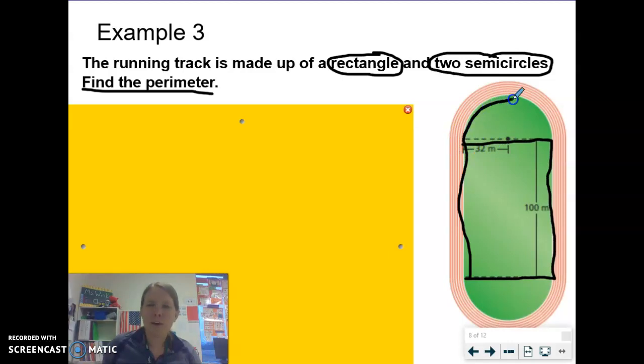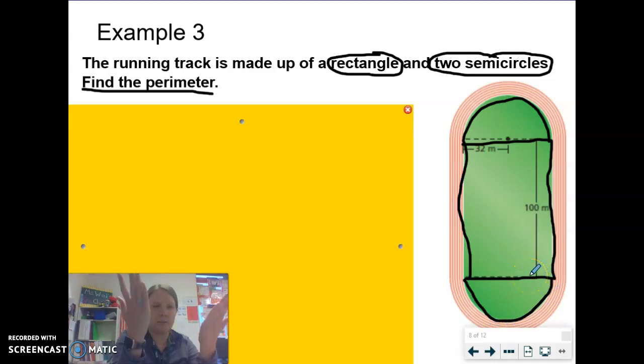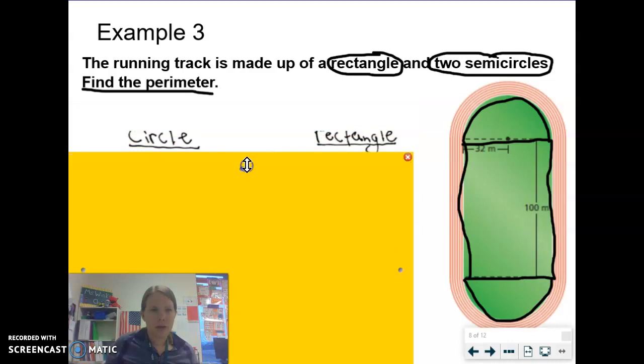Here is one semicircle, and here's the other semicircle. Now remember, semicircles are half a circle. If you take half a circle and half a circle and you put them together, you end up getting one whole circle. So when I set this up, I'm going to actually find the circle measurement. I'm not going to worry about the semicircle because when you put two of them together, you're going to get an official circle.